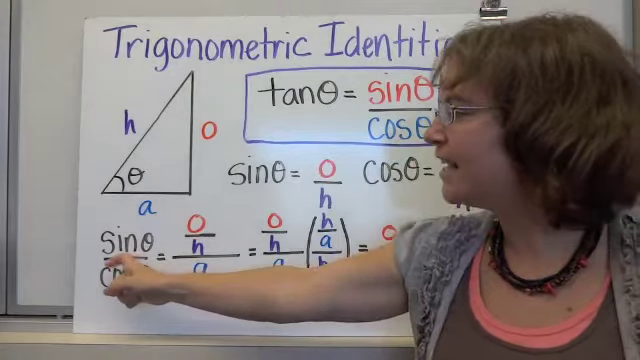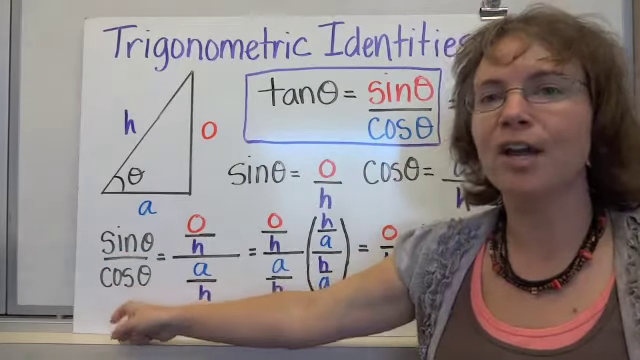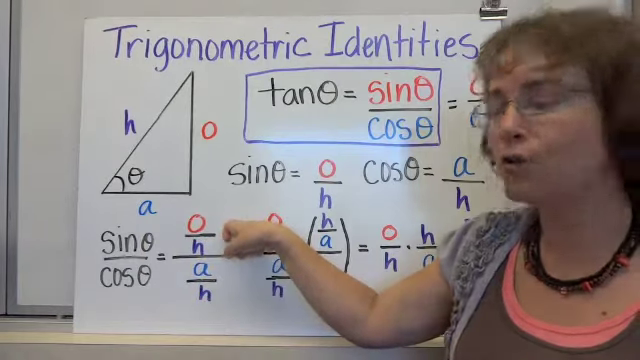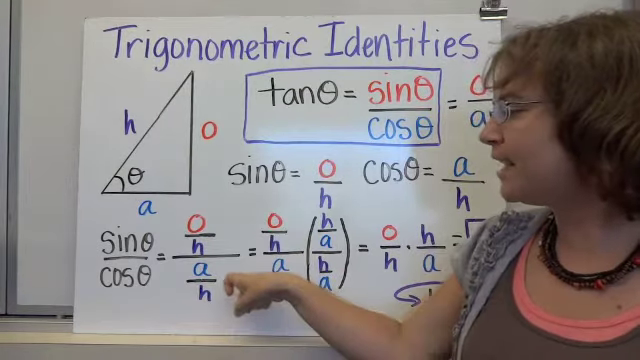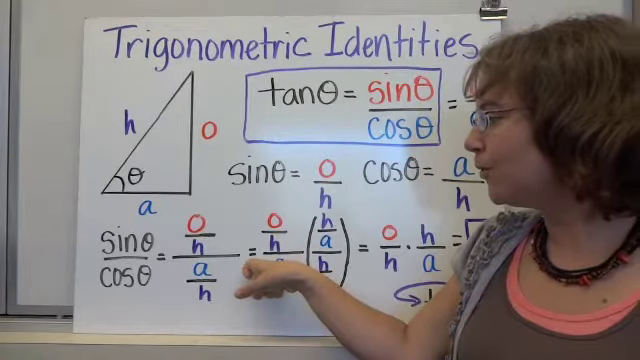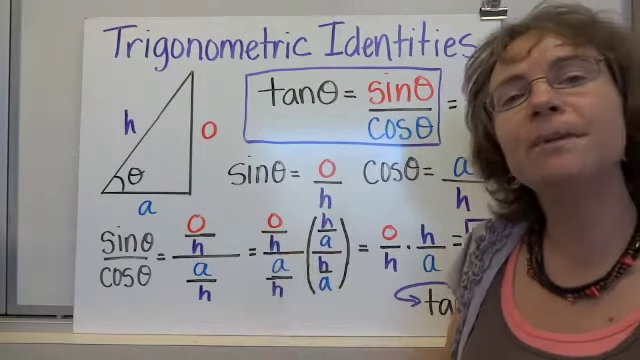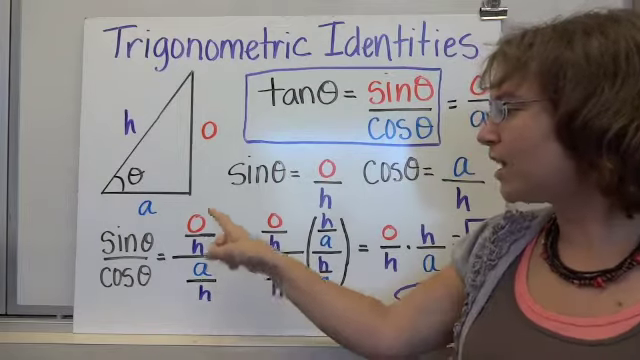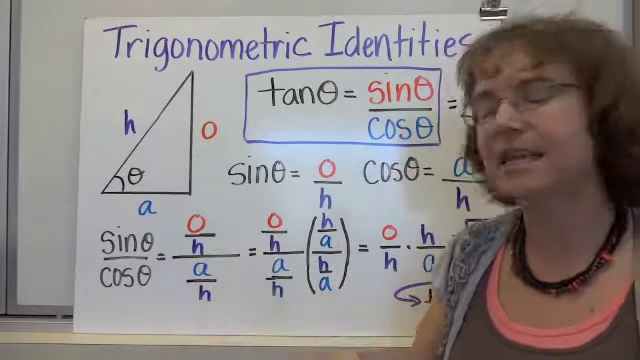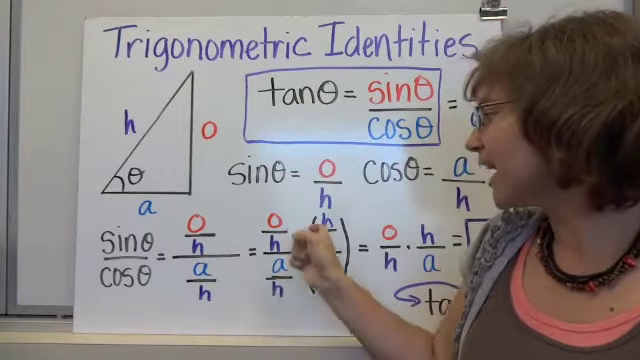So first, let's look at sine theta over cosine of theta. We're going to replace them with their ratios. Sine theta is the same as opposite over hypotenuse. Cosine theta is the same as adjacent over hypotenuse. That is equal to, we're going to take that and we're going to multiply it by a special one. Really, I could just do this as a division problem. I have two fractions. I'm dividing them. I could flip the second one and multiply, but I like to look at it this way.